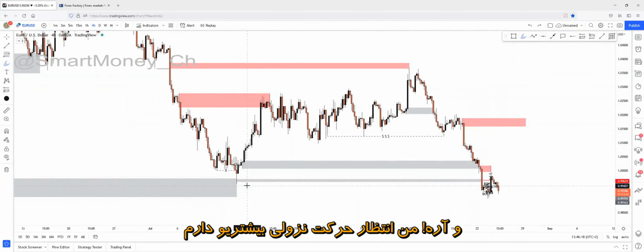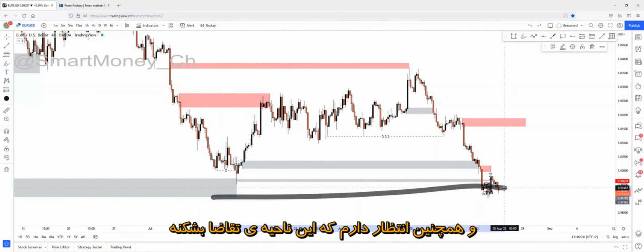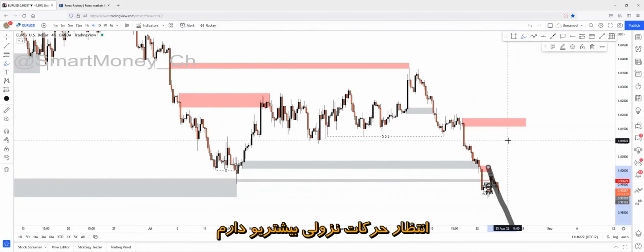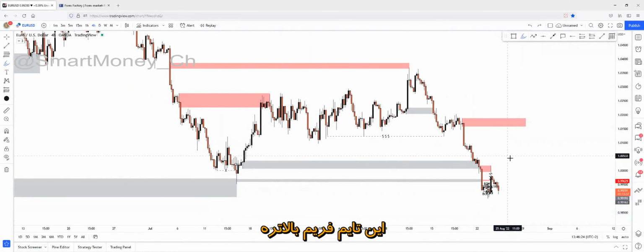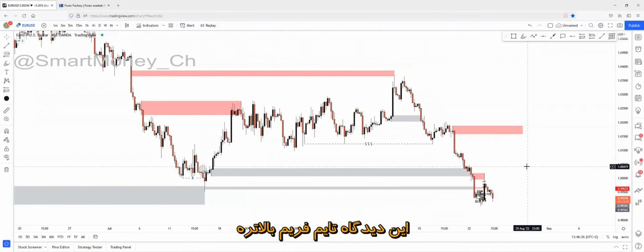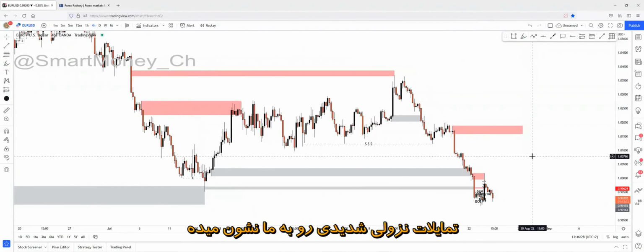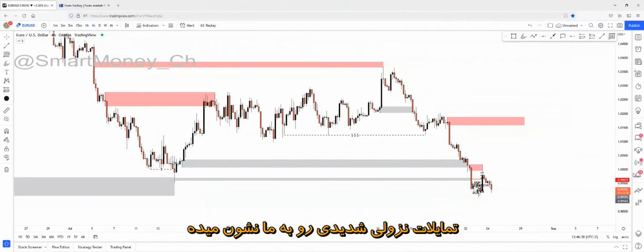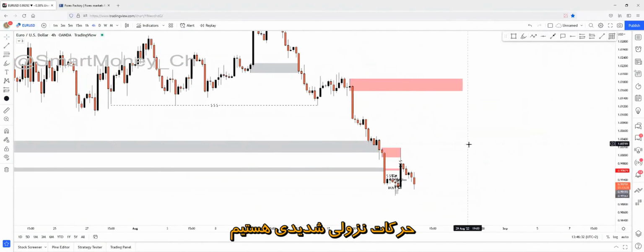And yeah, I'm expecting further drop. I'm expecting the break of this demand also. I'm expecting more bearish movements. And this is the higher time frame perspective. We know that price is showing us extremely bearish intentions. We can see extremely bearish intentions over and over again.